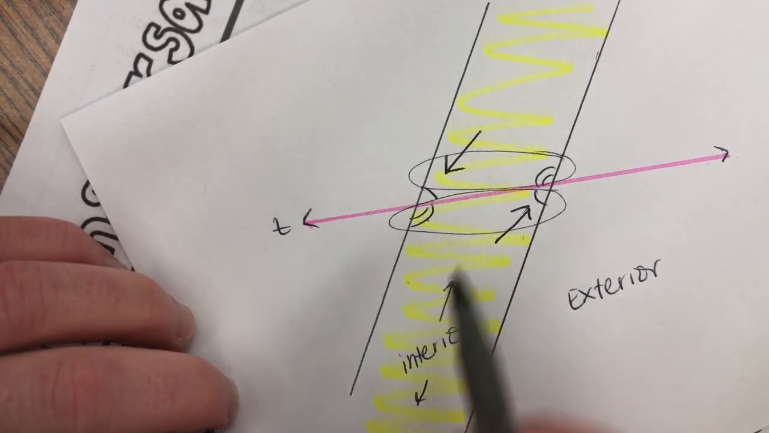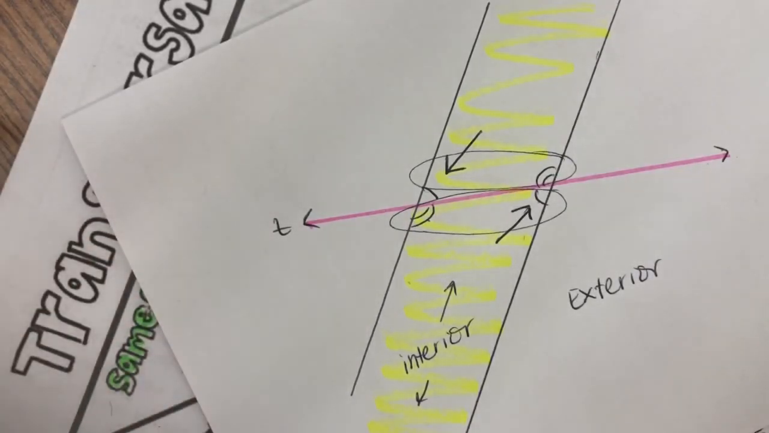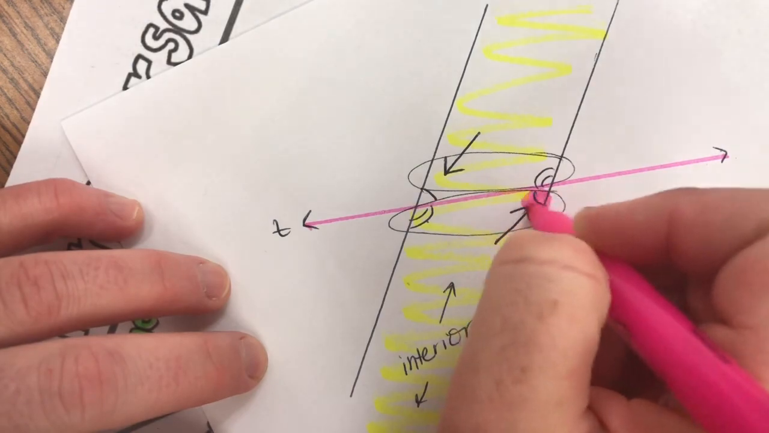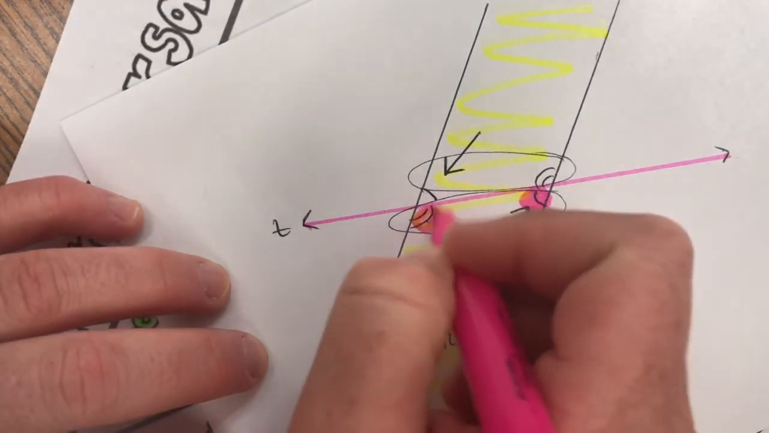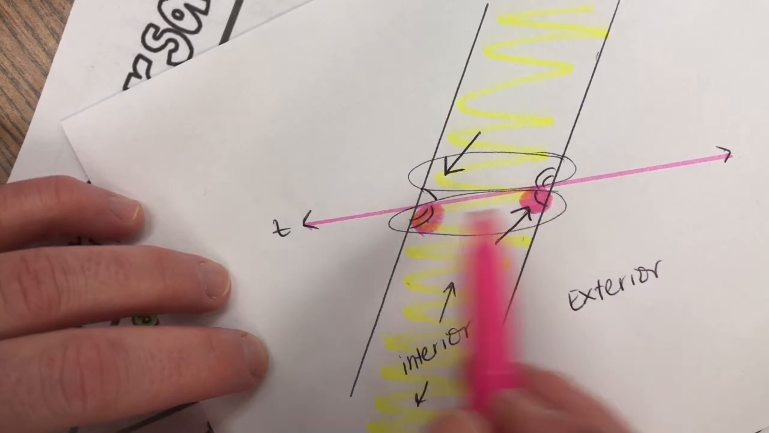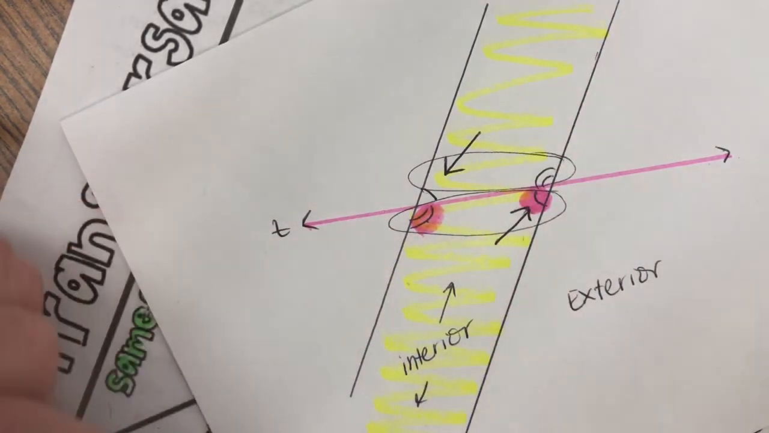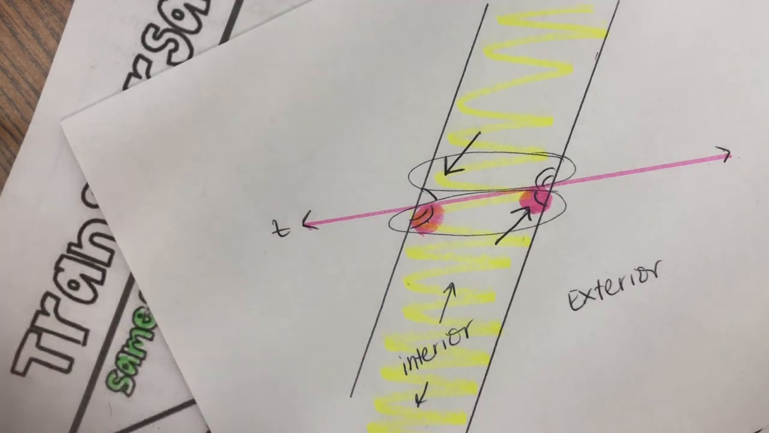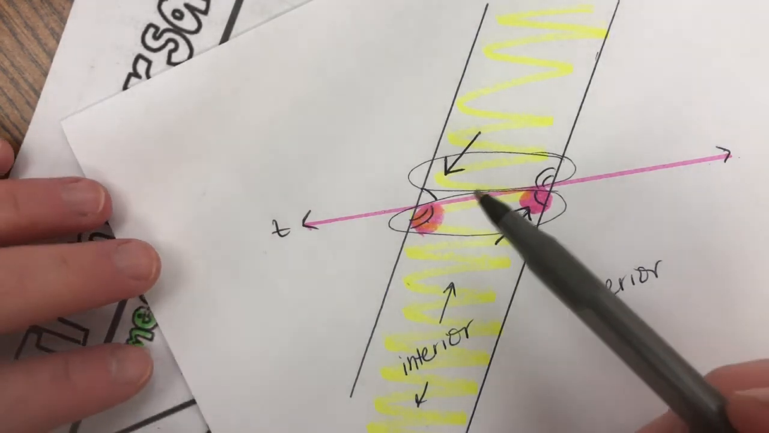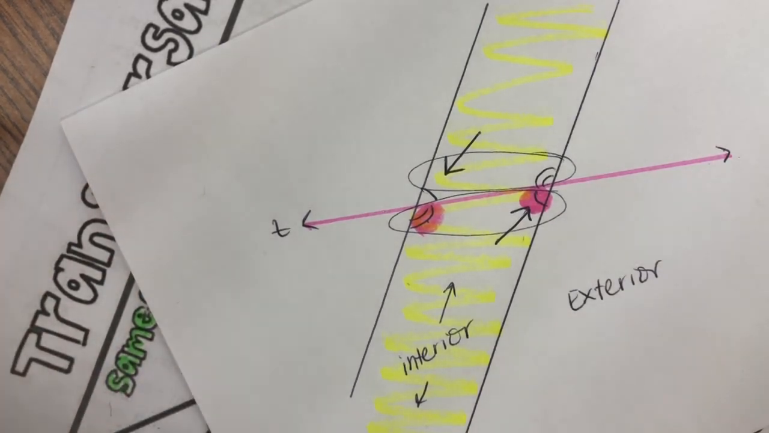Same side interior would be this angle. Here, I'll highlight it in pink. Same side interior would be this guy and this guy. They can reach out and hold hands. They're on the same side of the transversal, and they're inside this tube area in between our two lines, right? So alternate is on different sides of the transversal. Same side is on the same side of a transversal.